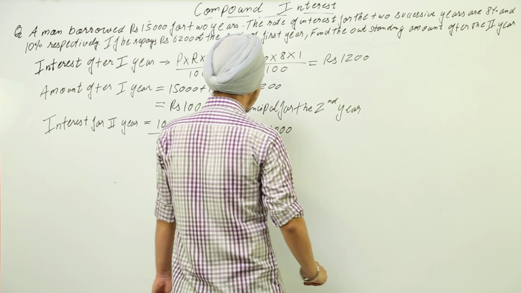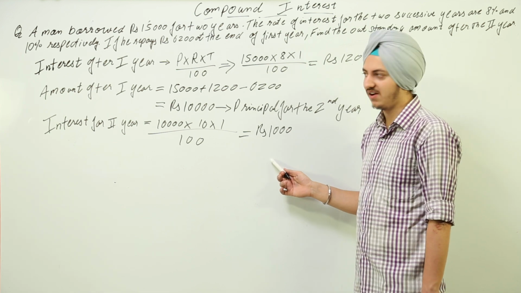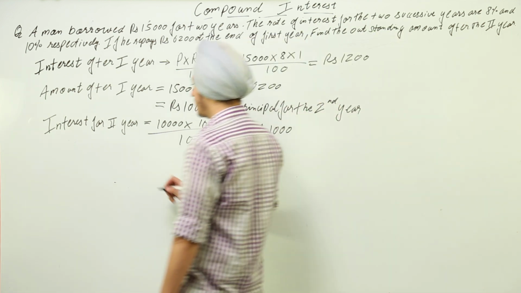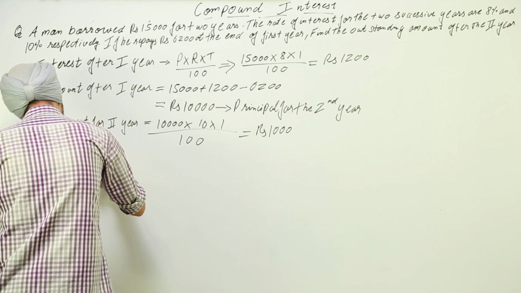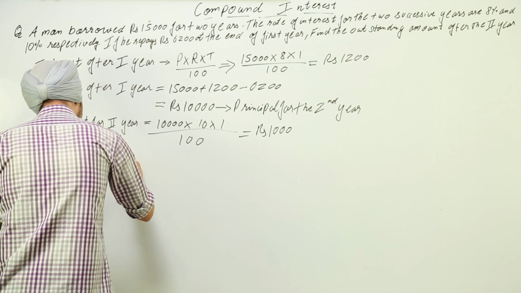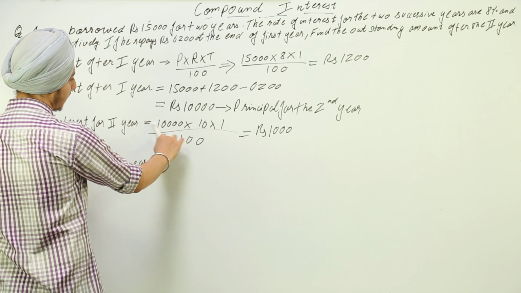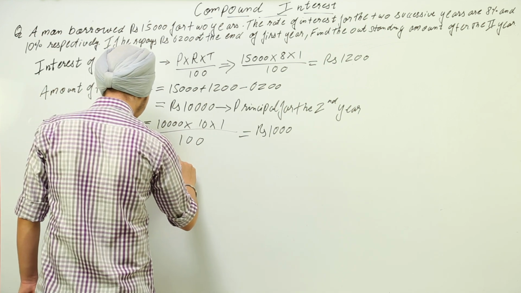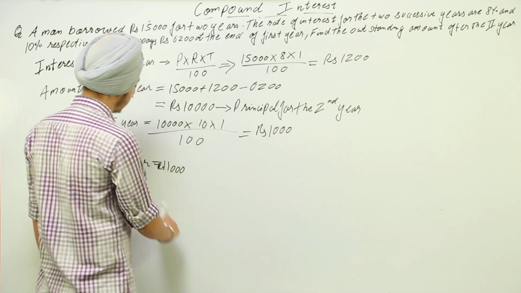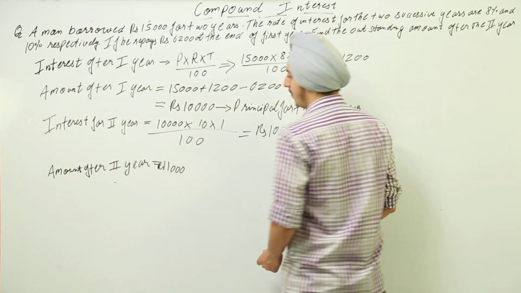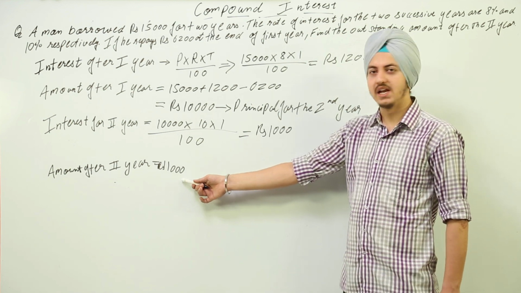1,000. So if the interest is rupees 1,000 after the second year, the amount after second year is equal to 10,000 plus 1,000, that is rupees 11,000. So we had to calculate the amount outstanding after the second year, that is equal to rupees 11,000.